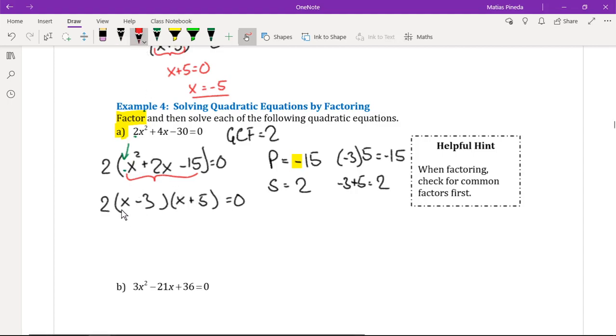Now we see that this whole expression will be 0 either if x equals positive 3, because 3 minus 3 is 0, or when x equals negative 5. So these are our two roots: x equals 3 or x equals negative 5.